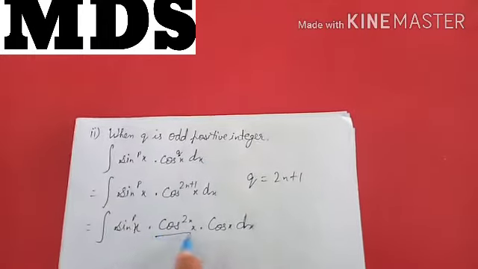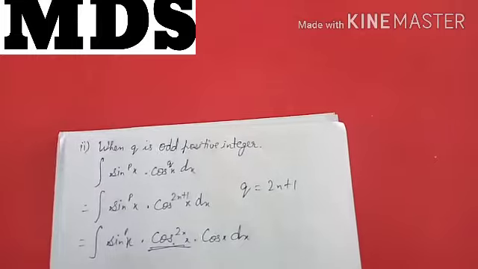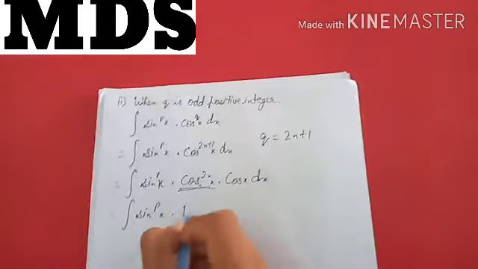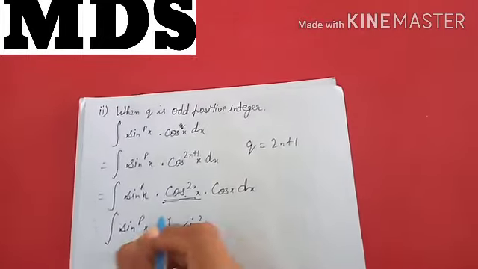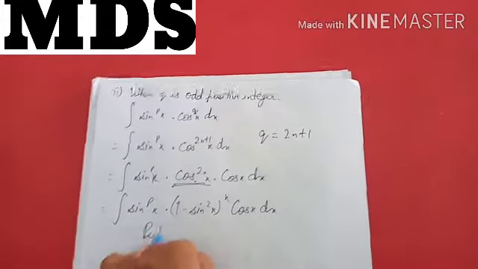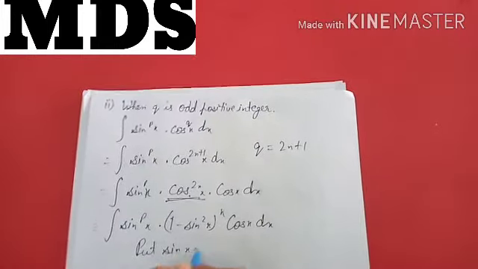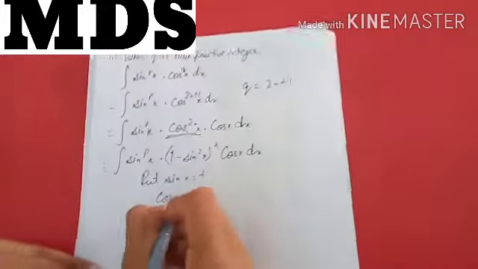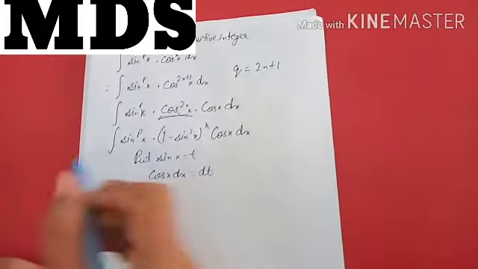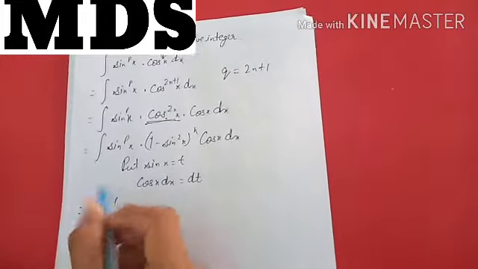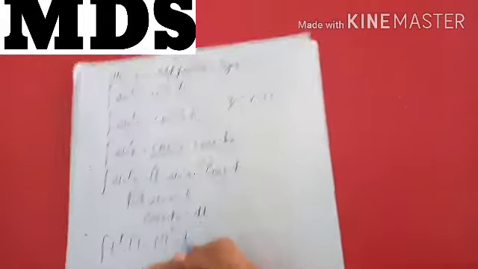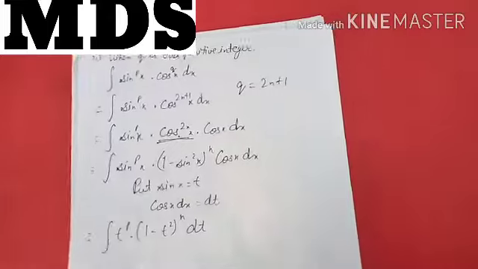In this we are going to transform this into sin. What you will get is sin p x into (1 minus sin square x) whole raised to power n into cos x dx. Here we will put sin x equal to t, and we will get cos x dx equal to dt, and our question will be t raised to power p into (1 minus t square) raised to power n into dt, and then we can solve it.